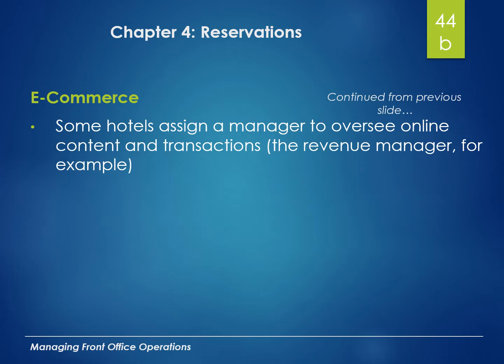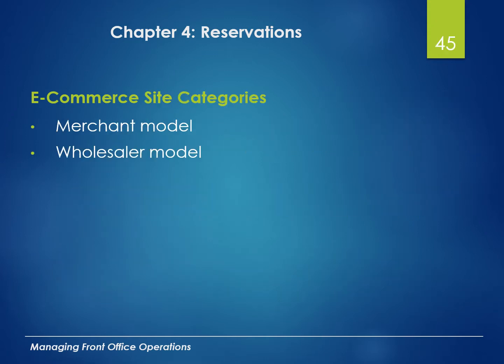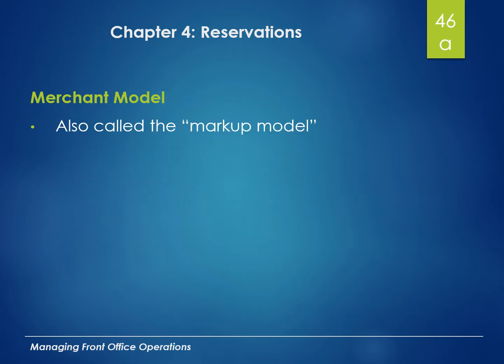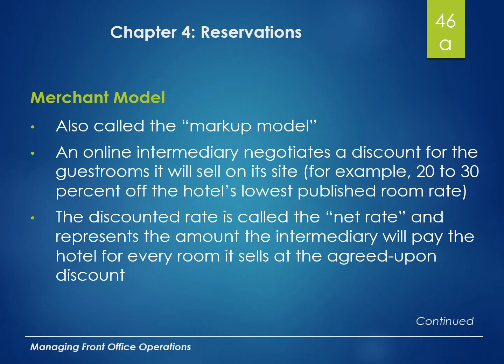So we have a couple different types of e-commerce: the merchant model, the wholesale model, and the opaque sites and transparent sites. Let's talk about each one of these very briefly. The markup model is what's called the merchant model. Essentially, the online intermediary, the OTA, negotiates a discounted rate for guest rooms that it will sell on its site. The discounted rate is called the net rate, and that represents the amount the intermediary will pay the hotel for every room it sells at the agreed upon rate.